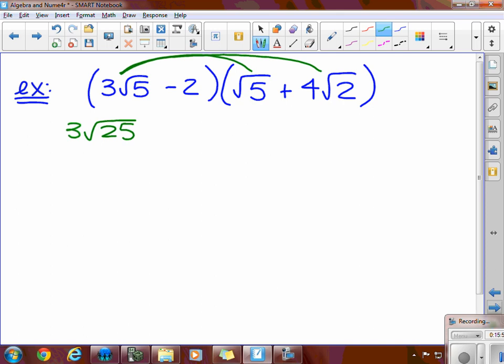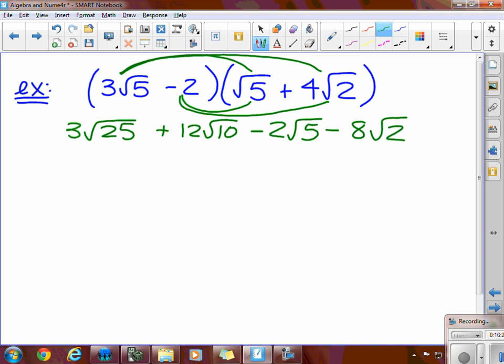What's that? 12 root 10. And then a negative 2 times a root of 5, negative 2 root 5, and a negative 2 times a 4 root 2. So we think, what's negative 2 times 4? Negative 8, and there's no other roots, so it's just root 2. So things now are a little better. However, we could see there are some simplifications that can happen, or at least one.